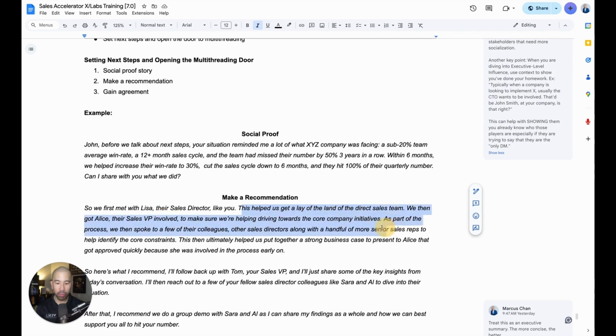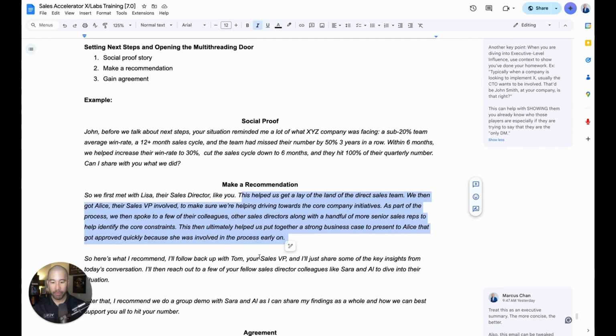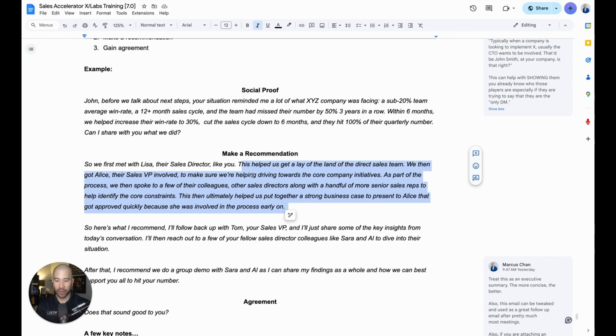As part of the process, we spoke to a few of their colleagues, other sales directors, along with a handful more senior sales reps to help identify core constraints. This ultimately helped us build together a strong business case to present to Alice. It got approved quickly because she was involved early on. So before I go to the recommendation, notice here we're just talking about who the people are that we engaged with in that past scenario that we closed, and what the benefit was. It helped make it easier to close, to sell to the right people.